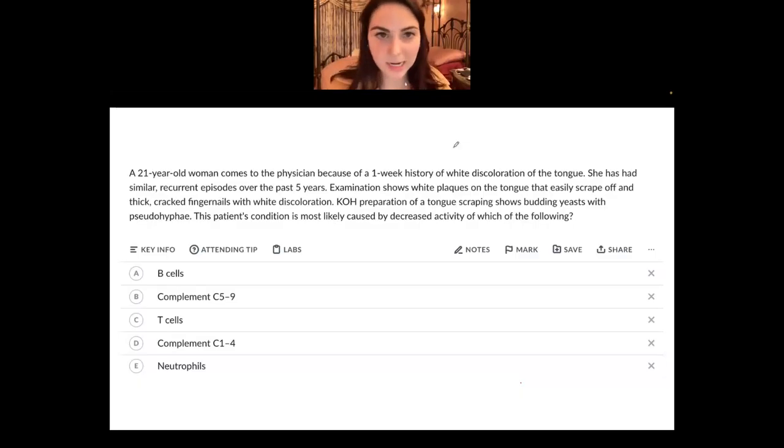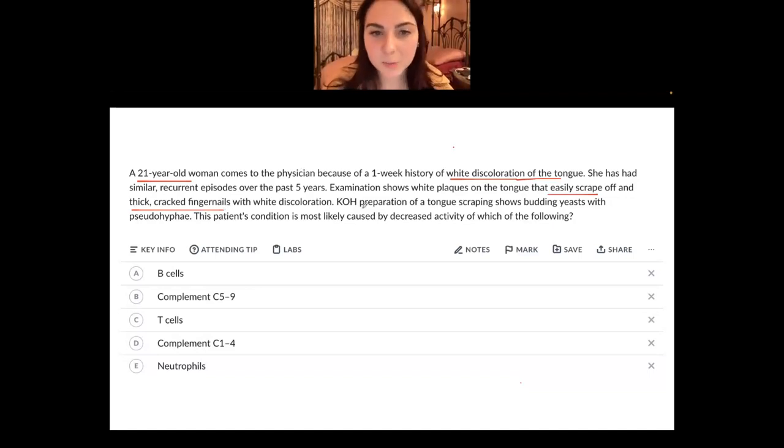Okay, that was 90. So we have this girl. She comes in with a 1 week history of white discoloration of the tongue. Do they scrape off? What's going on here? If we zoom down, yes, they easily scrape off. And she's got thick cracked fingernails. We didn't really talk about that, but it's fine.